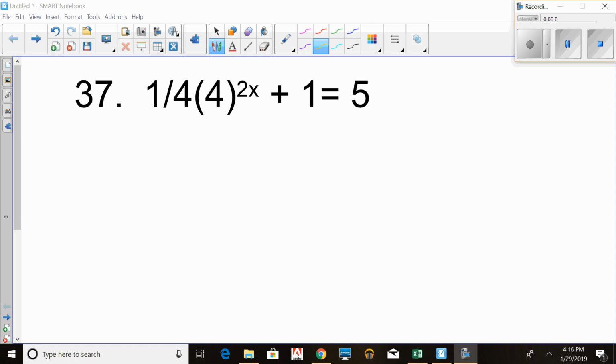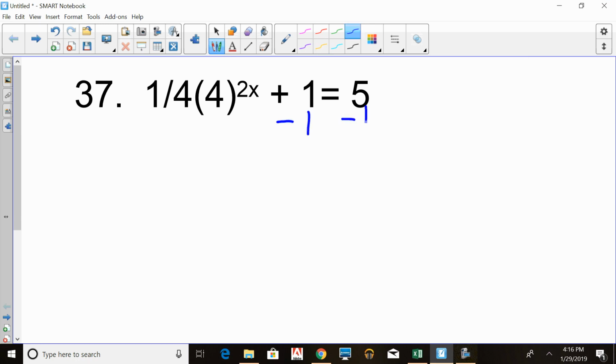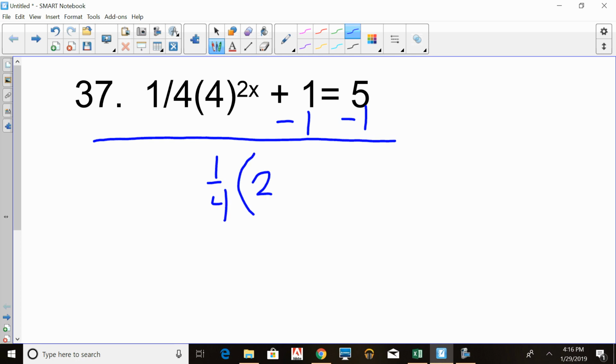So here are the problems that people sent in that we will look at. Starting with number 37, it's 1/4 times 4 to the 2x plus 1 equals 5. So the first thing we have to do is subtract 1 from both sides. So you have 1/4 times 4 to the 2x equals 4.